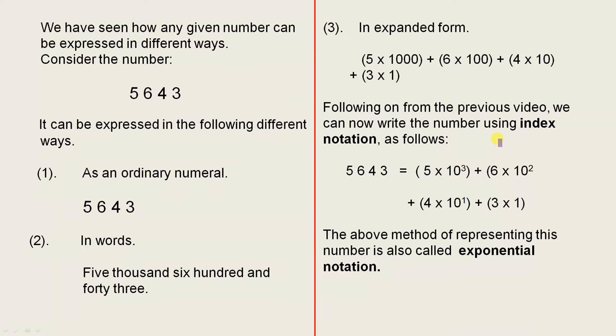Following on from the previous video, we can write the number using index notation. That means using powers. See the 3, 2 and the 1? You use powers. So this 1,000 is expressed as 10 to the power of 3. Everything else is the same. It's the same as expanded form, but the powers of 10 are expressed using indices. See there? 10 squared is the 100, 10 to the power of 1 is 10, and 3 times 1.